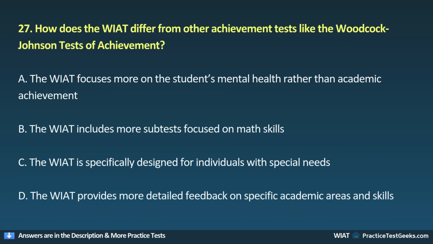27. How does the WIAT differ from other achievement tests like the Woodcock-Johnson tests of achievement? A. The WIAT focuses more on the student's mental health rather than academic achievement. B. The WIAT includes more subtests focused on math skills. C. The WIAT is specifically designed for individuals with special needs. D. The WIAT provides more detailed feedback on specific academic areas and skills.